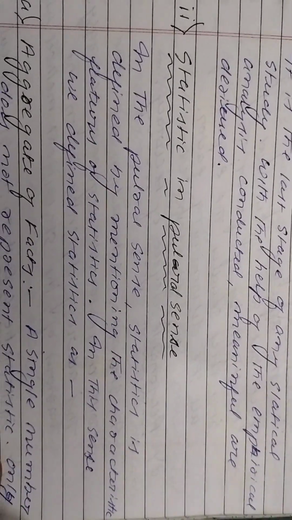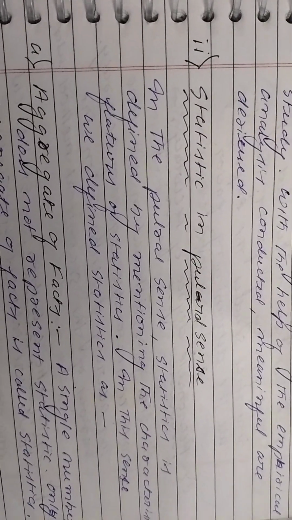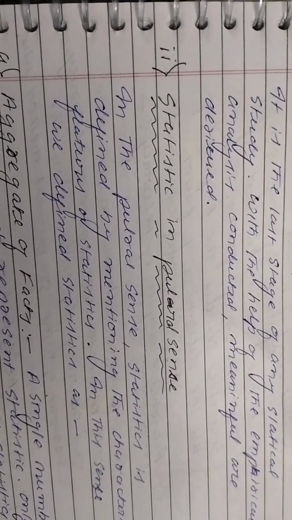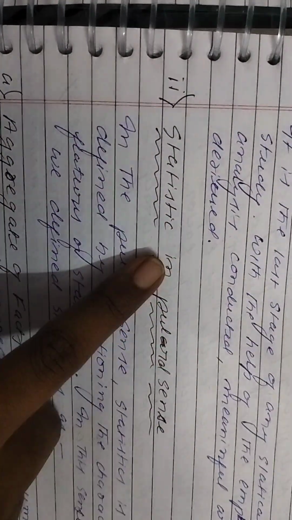Then we have statistics in the plural sense. Whatever we have studied as an overview, now we will study in detail, like what the textual representation and table are. For each topic, like in the collection of data, what the internal things are; in organization, how it is organized; in presentation, what the forms of presenting the data are; how to analyze, what the tools of analyzing data are, and how to interpret the data. We will study this in detail, and this is called statistics in the plural sense.